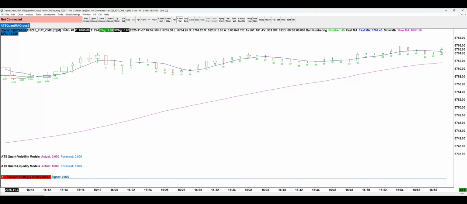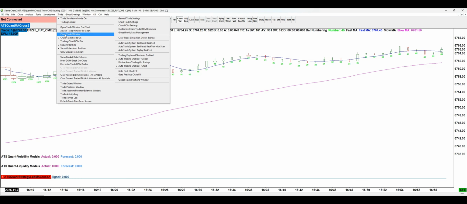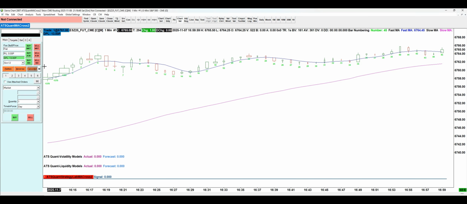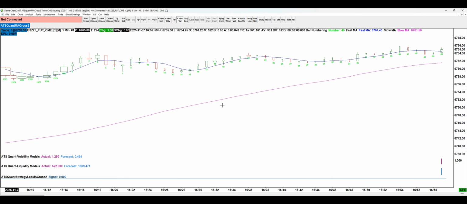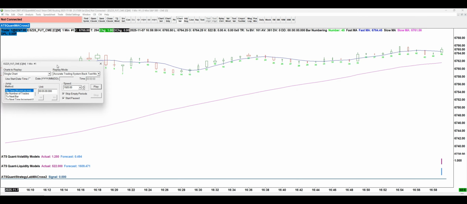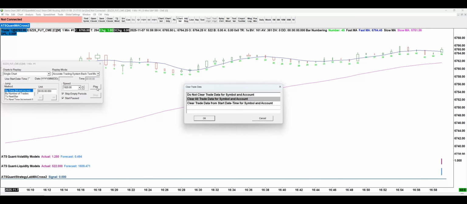And then we need to change our account. So I'm going to trade, attach trade window, and then we can see we have SIM12 currently as the account that we're operating in. Let's change that to a SIM13. So now we're in SIM13, and we can just remove our trade window, and then we can bring back over our control panel, and we can click play here. We do want to clear all trade data for symbol and account.